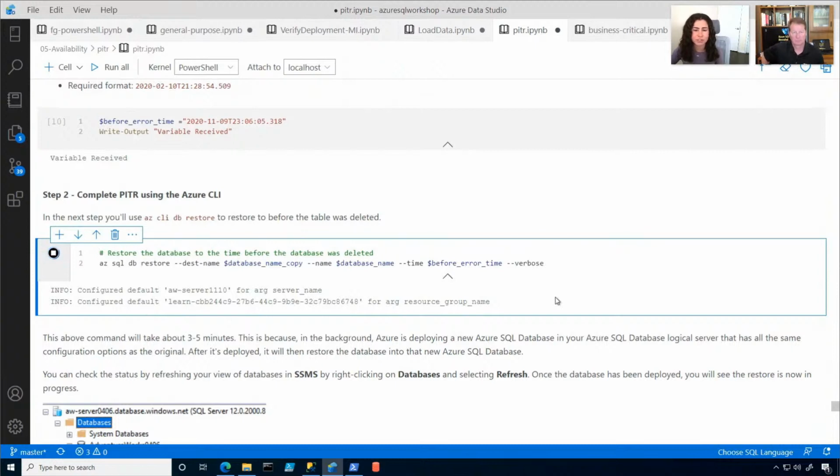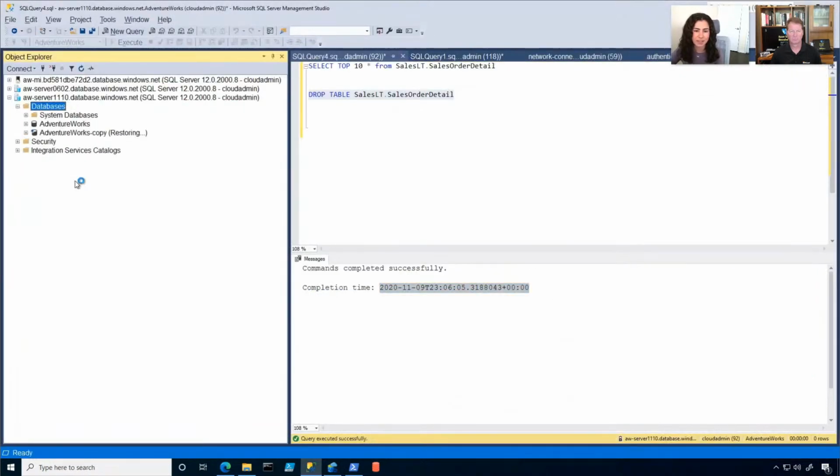So like I said earlier, you can't restore in place. You have to restore to a new database. So we're just restoring AdventureWorks-copy of the AdventureWorks database to the before error time. So that's really all that AZ CLI command is doing. Now, this does take a few minutes because what we're actually doing is restoring your entire database. So if it's a very large database, sometimes that can take a little bit longer.